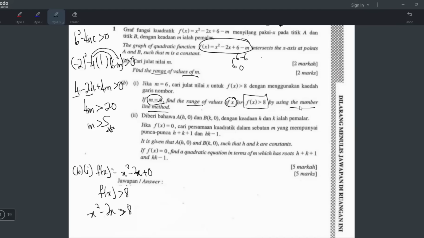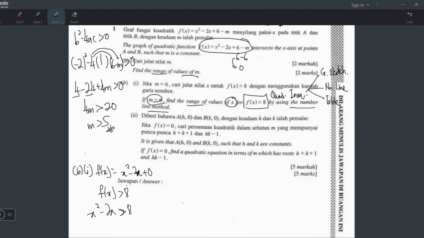Alright, now they said by using number line method. Okay, why they say by using number line method? Because for quadratic inequalities, in Malay, ketaksamaan kuadratik, there's 3 methods. The first method is called the graph sketching method. And then the second one is called number line method, which is what I'm about to do later. And then the third one is called the table method.